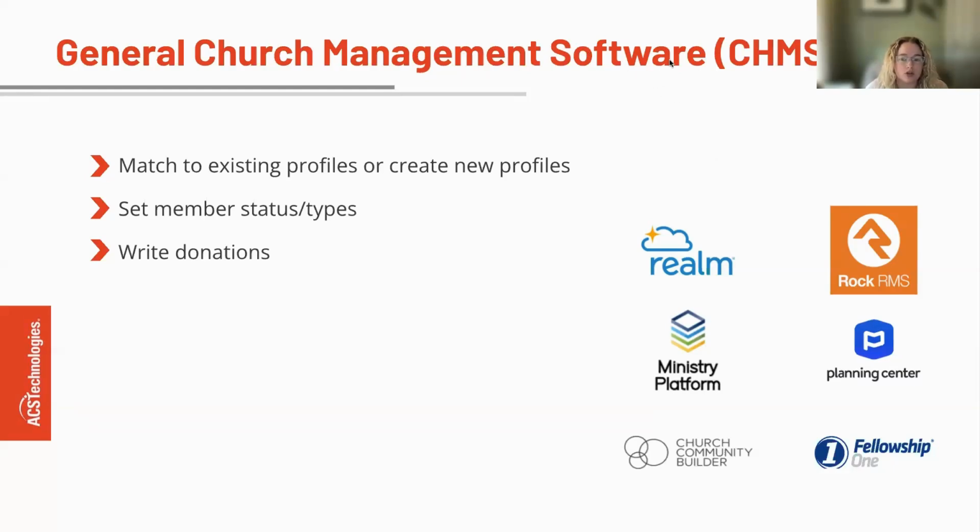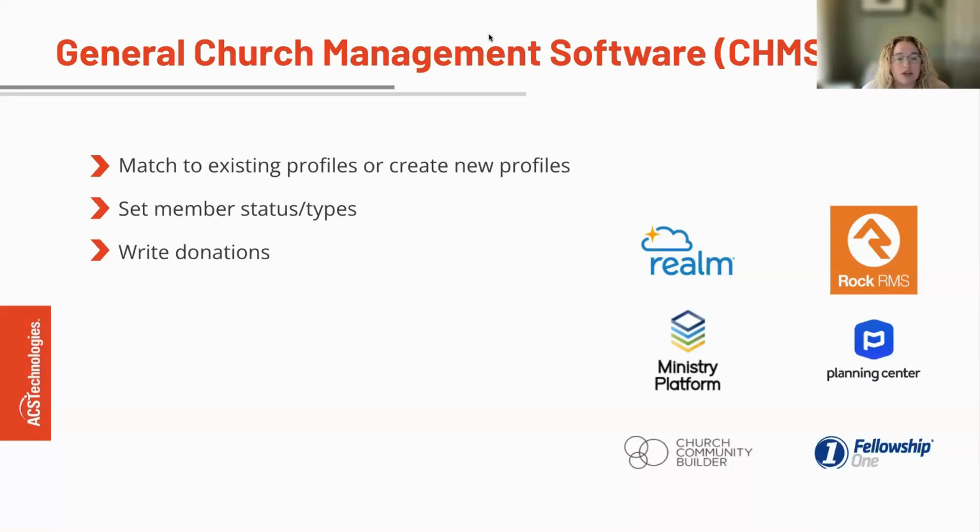So whenever someone registers for a trip or makes a donation to a trip in Go Method, the system will automatically check your church management software for an existing profile based off of things like name, date of birth, email, and address. If a match can be found, no new profile will be created. It'll just connect the two. And then if no match is found, Go Method will create a new profile in your ChMS.